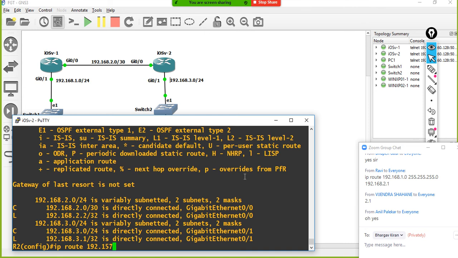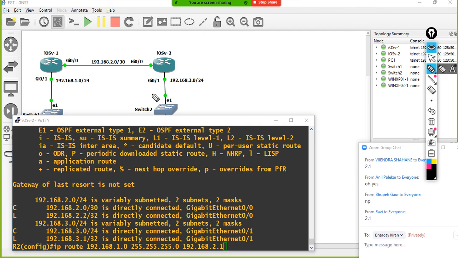Everybody is tired and tense. No problem. IP route 192.168.1.0 255.255.255.0. And what is the next hop, guys? 2.1. You are in router 2, so 2.2 is your side. We are exiting from router 2 to router 1. What is the next hop? 2.1. Right, ma'am? Yes. That's it. Now you just write it, then finish. Then everything will work as it is, guys.